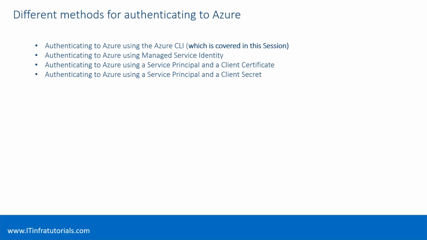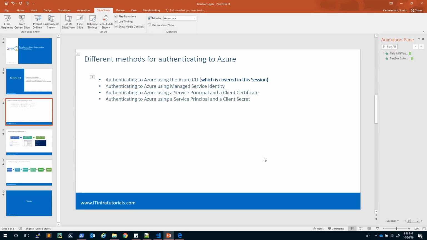There are other methods like using managed service identity, service principal with a client certificate, and service principal with a client secret. These are the other different ways of authenticating to Azure. I will show you how we can do an authentication and how to start with it. The prerequisite for this video is that you should have an Azure subscription and an account, so that all this works. So let's go and see how it is done.